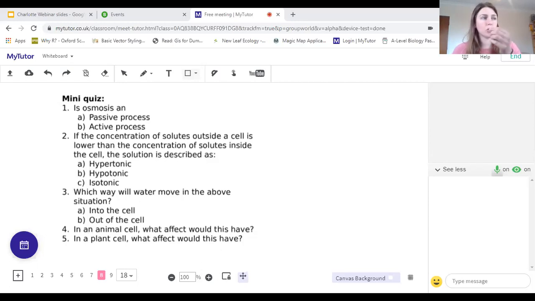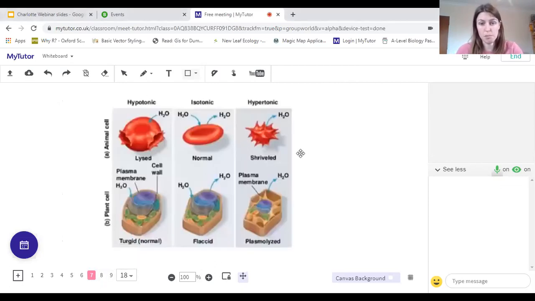Yes, so an animal cell, those cells that I described were red blood cells in the last diagram. And yes, they ideally are in an isotonic solution. So that's what they're always striving towards. Whereas plant cells like to be turgid, so they like to have water coming in.